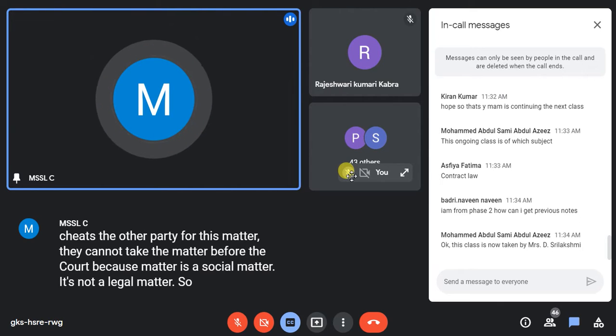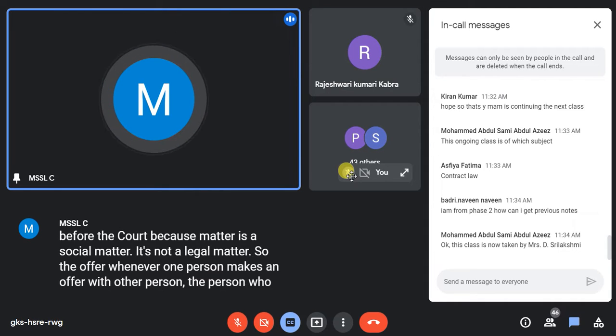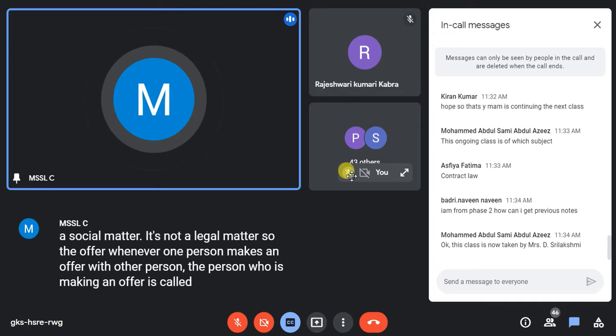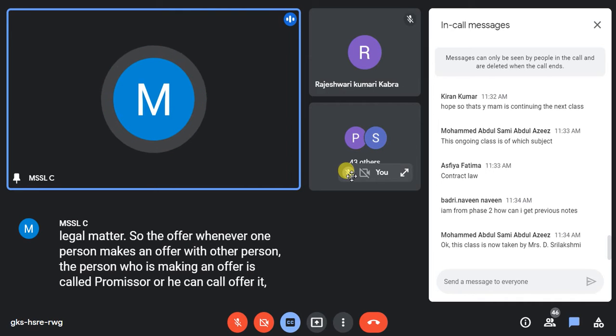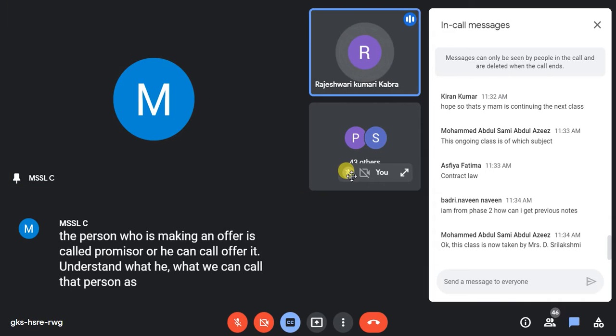Whenever one person makes an offer to the other person, the person who is making the offer is called the promisor, or we can call him the offeror. Understand what we call that person: promisor or offeror.